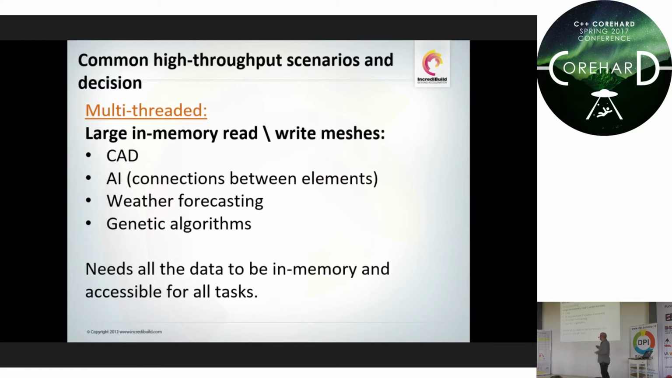If you have large in-memory data sets, for example in CAD, weather forecasting, genetic algorithms, when many tasks need to read a very large set of memory, and we are focusing now on scalability, and they need to communicate a lot between them. If you are, for example, in AI or genetic algorithms, you have some kind of task that needs to communicate and calculate scales and things like that. So you usually write it as multi-threaded.